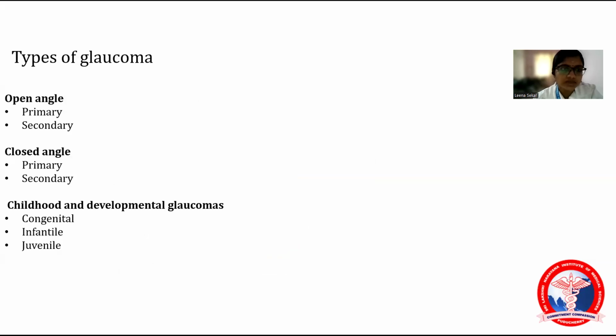Glaucoma is broadly classified into three main types: open angle glaucoma, angle closure glaucoma, and childhood and developmental glaucomas. Open angle and angle closure glaucomas are further classified into primary and secondary types.